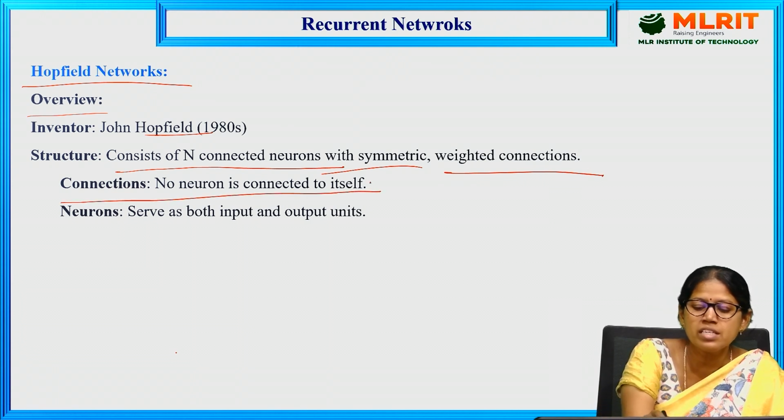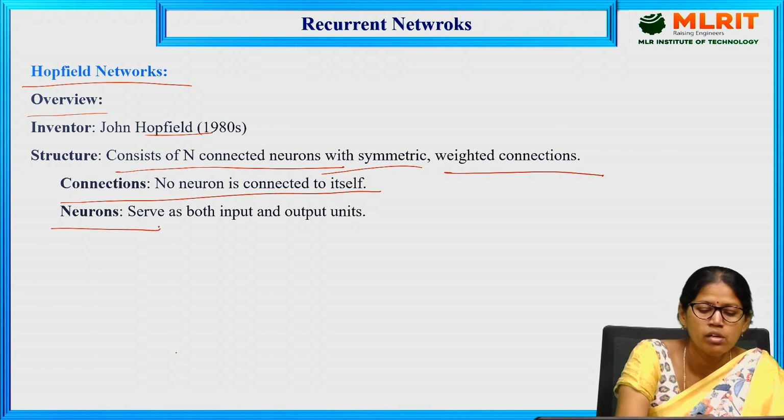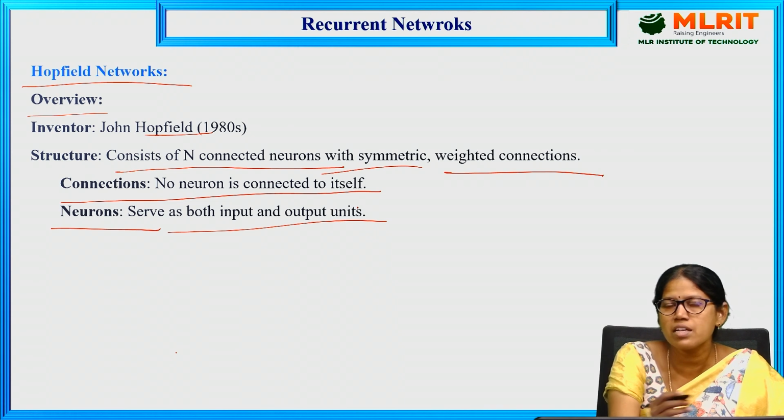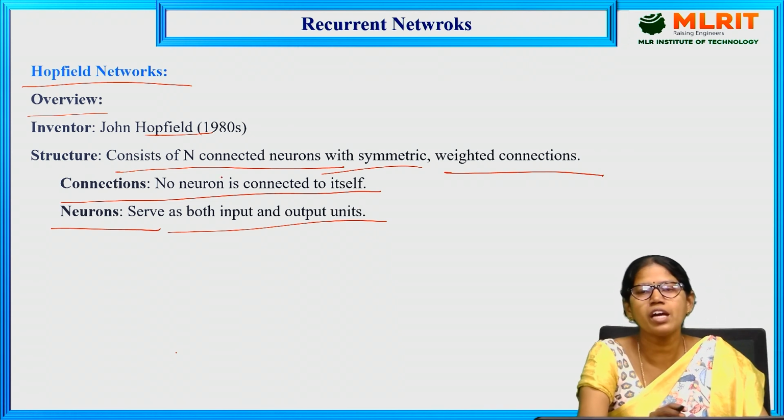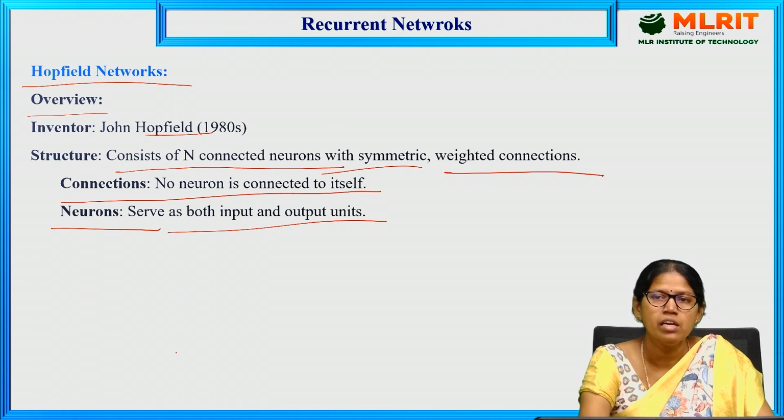No neuron is connected to itself. There is no self loop. It will be connected from one neuron to another neuron. A neuron serves as the input and as the output, because it is one of the types of recurrent neural networks. So it will serve as the input and also the output.